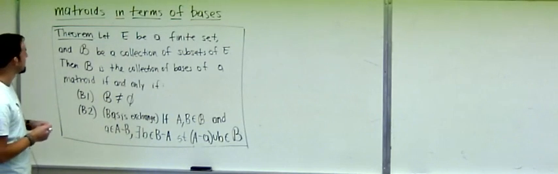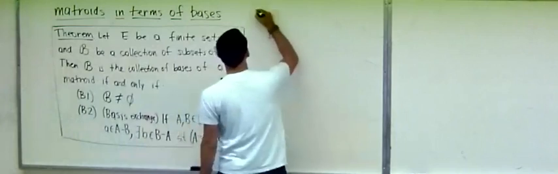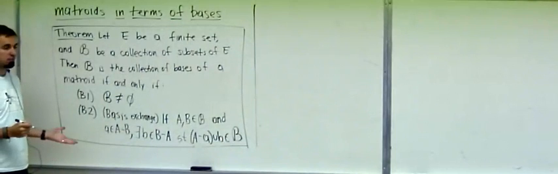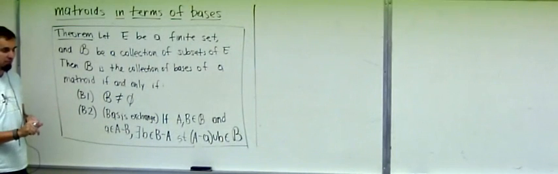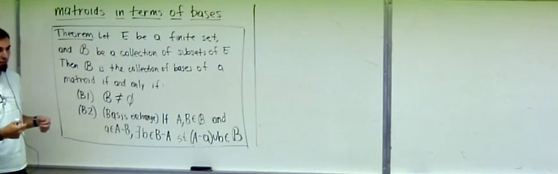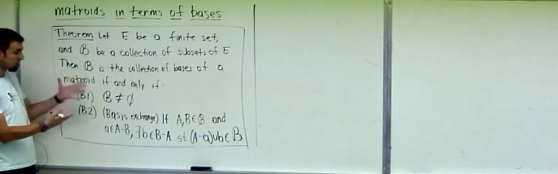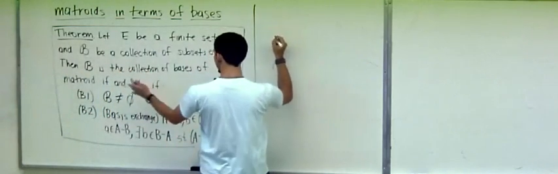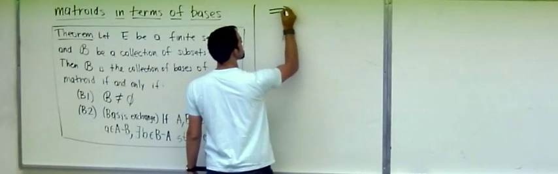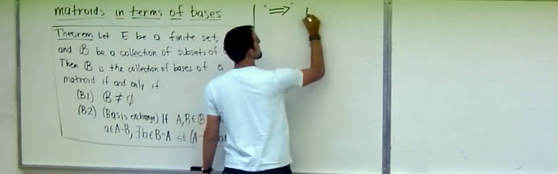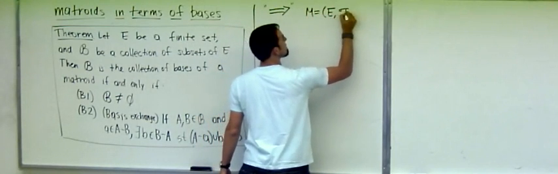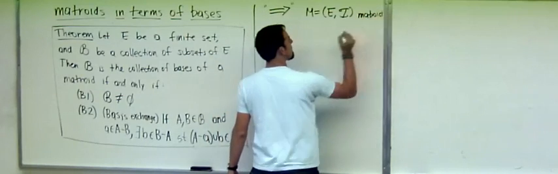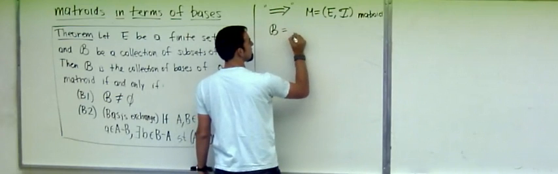Okay. So that's the theorem. This theorem is going to have two parts: an easy part and a difficult part. The easy part is that if you have a matroid, in the way that we defined it, then it satisfies these axioms. You're going to see that's very easy. So the first direction is the forward direction. Say that you have a matroid and B is the collection of bases.